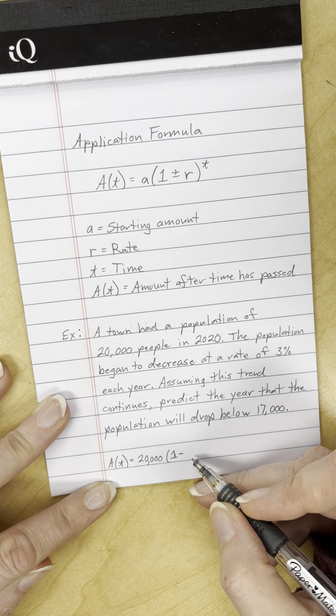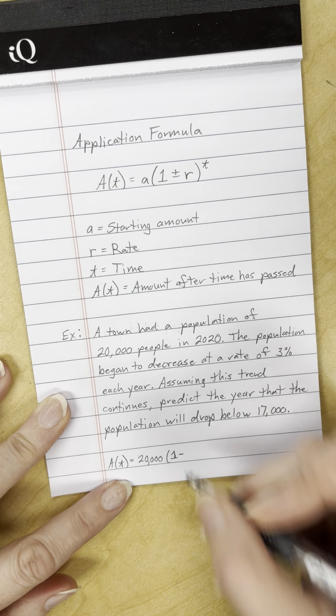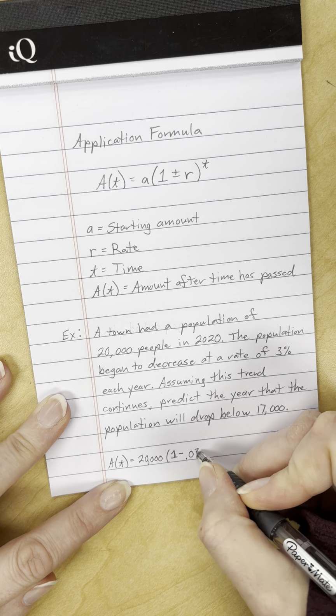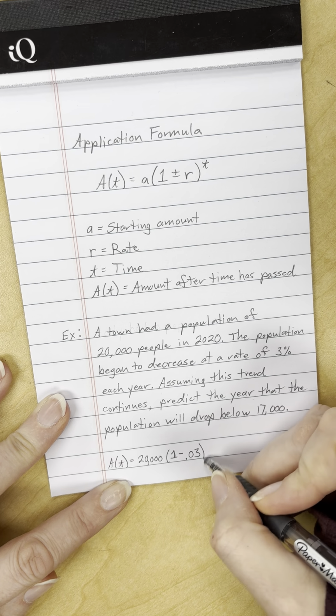Do I want to put a 3 here? No, because if this 1 represents 100%, I want to make sure that 3% is also in decimal form. So 0.03, so 20,000 times 1 minus 0.03, close parentheses.